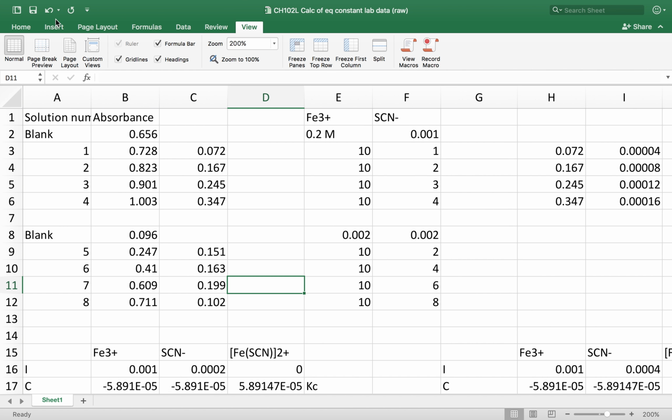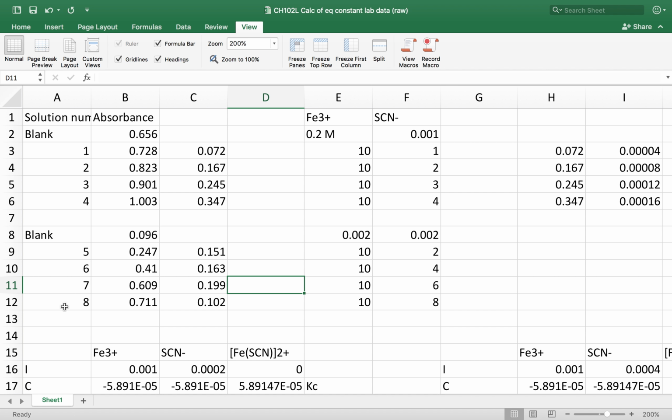Okay, so I want to quickly go over what I want you to do with the Excel file. This is for the calculation of an equilibrium constant lab, and if you go to the Moodle website, you will find your data, and your data is just these two columns here.